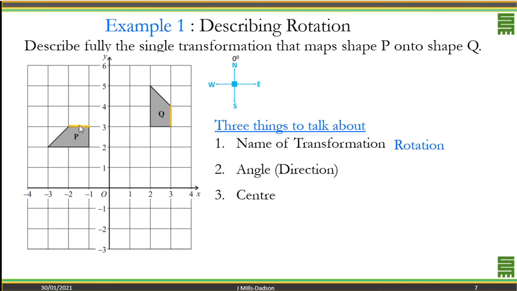So from north, where are we facing? East. Go to your compass. How do you move from north to east? It's this way. So it tells you it's a 90 degrees clockwise movement. Second point done. So that is a 90 degrees clockwise movement.